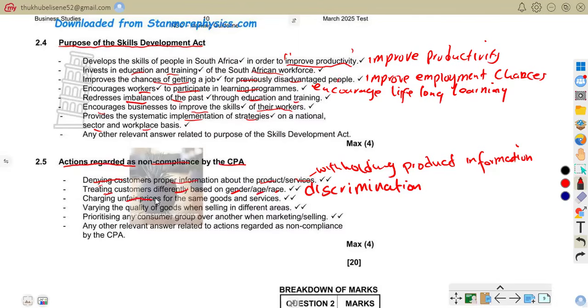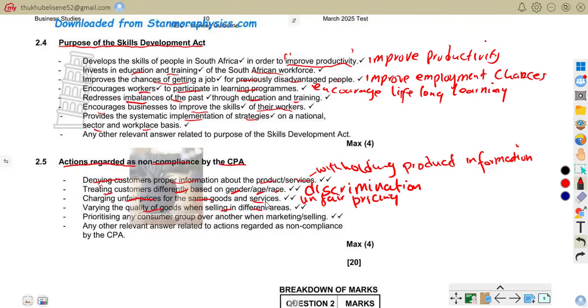Charging unfair prices for the same goods and services. So unfair pricing. With unfair pricing, we're saying we are giving different prices for the same service, so that is not allowed. Varying the quality of goods when selling in different areas.